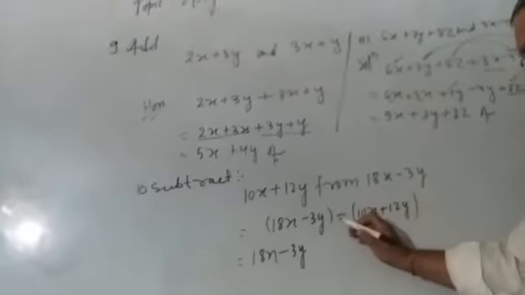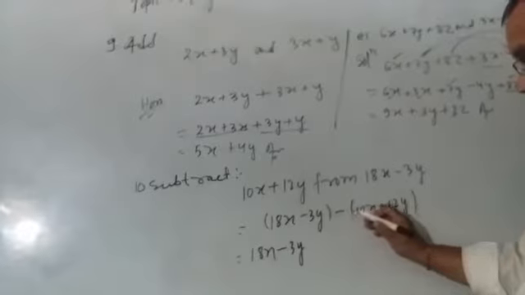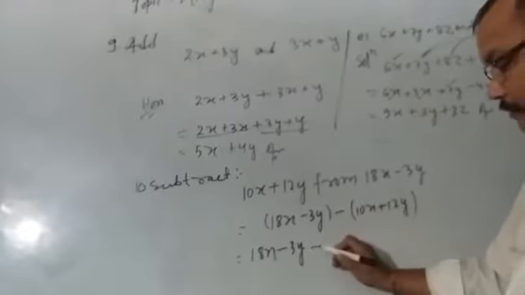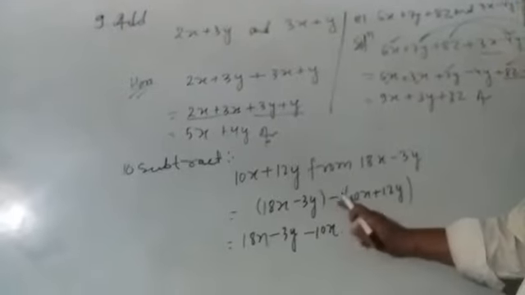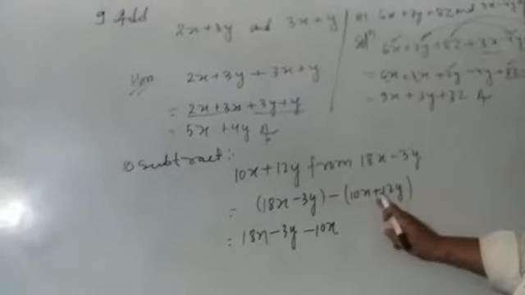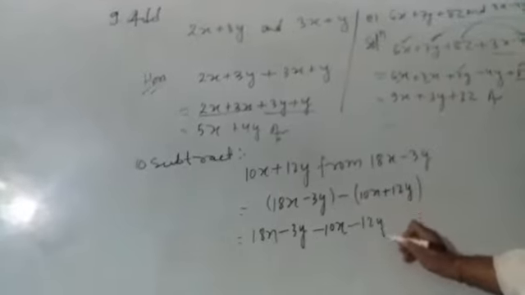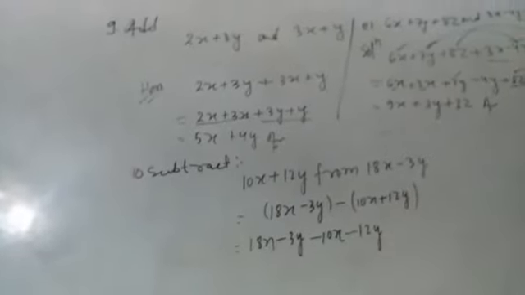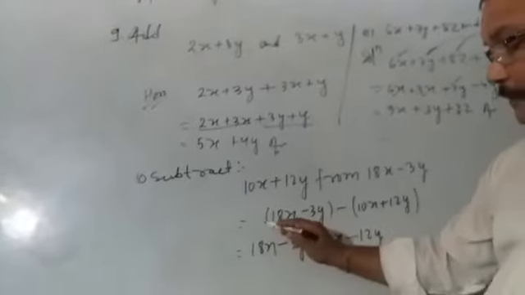Okay, so minus, here is the minus, here is a plus 10x. Minus into plus, plus minus minus, so 10x is as it is, and plus minus minus plus 12y. So in this way you open the bracket. Did you understand? If you did not understand, I will tell you again.